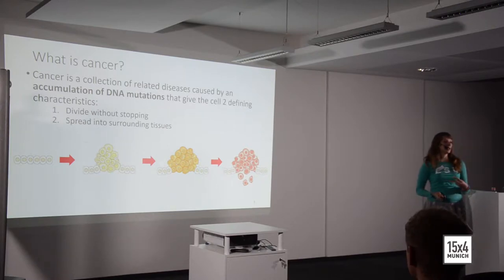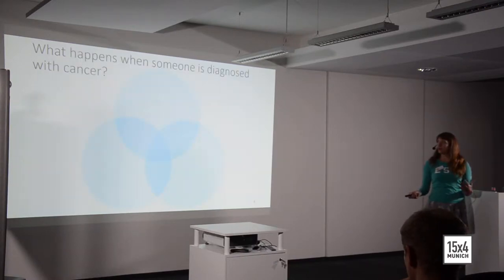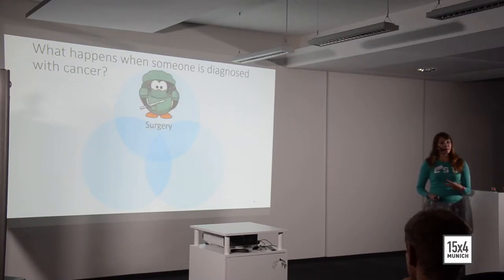So, let's say we found a patient who has cells that exhibit both of these characteristics. What happens next? Well, this patient will have three main treatment options available to them. First, we have surgery, and with surgery, we basically just remove the area of their tissue that contains the cancer. And unfortunately, the problem with this is that if we leave one cancer cell behind, that cancer will come back.